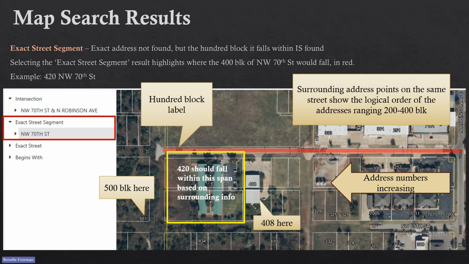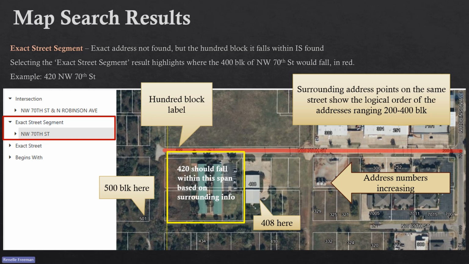So it's telling you the 400 block is somewhere between this north-south street right here and this area right here. This is kind of a new development area on our maps, so there's not a whole lot to see here, and 420 has just not been added yet. But if you use the exact street segment and you have some surrounding address points, there's a lot of ways that you can really determine where 420 is, even if the map does not find it.